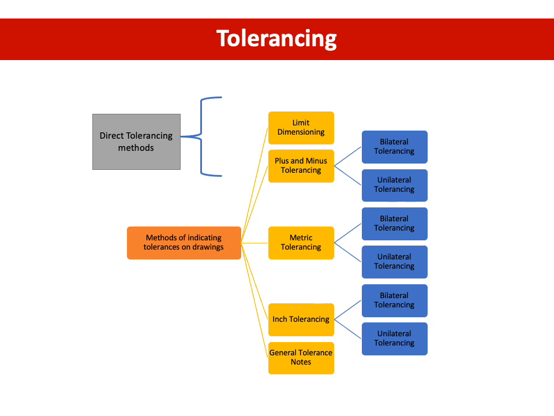So tolerancing. There are two different tolerancing methods: limit dimensioning and plus minus tolerancing. There are also many ways to indicate a tolerance on drawings, which are limit dimensioning, plus and minus tolerancing, metric tolerancing, inch tolerancing, and general tolerancing. We'll go through each of these methods.